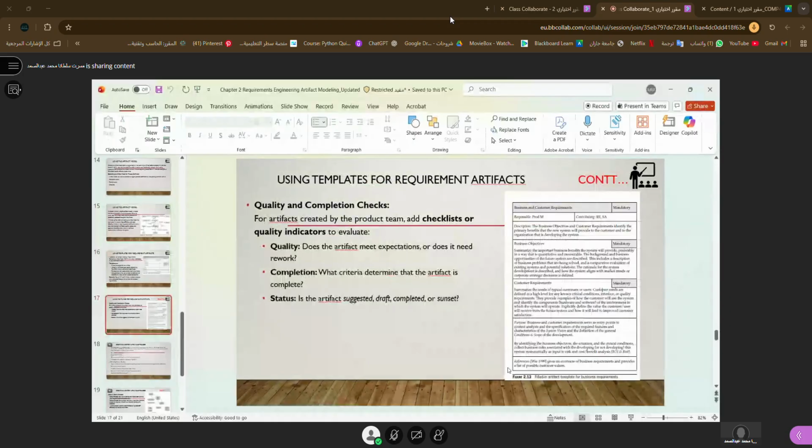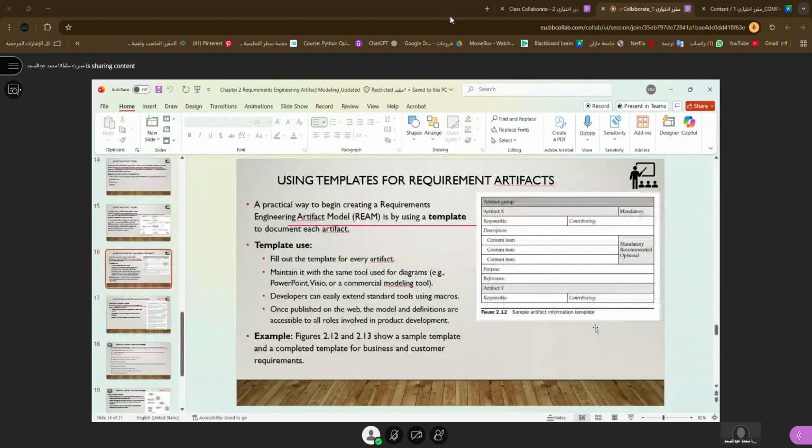This is one example of a filled-in artifact template for business requirements. No need to worry about this. This is just a template. You will not be asked to write such a template. This is the model of a template. Field details are not asked, only the sample will be asked.